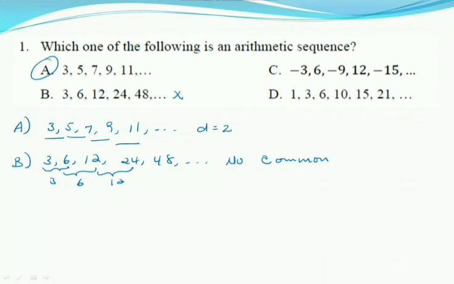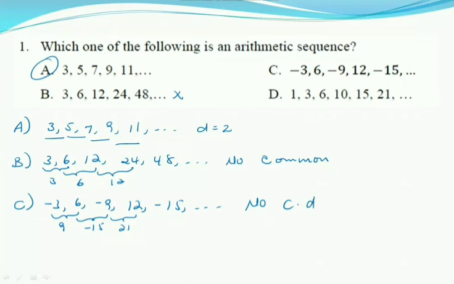We can also check that the remaining cannot be an answer. Minus 3, comma 6, comma minus 9, comma 12, minus 15, and so on. Look at the difference between the first and the second. Here, the difference is 9. The difference between here is negative 15. The difference between the third and the fourth is 21, and so on. There is no common difference. So C cannot be the answer.